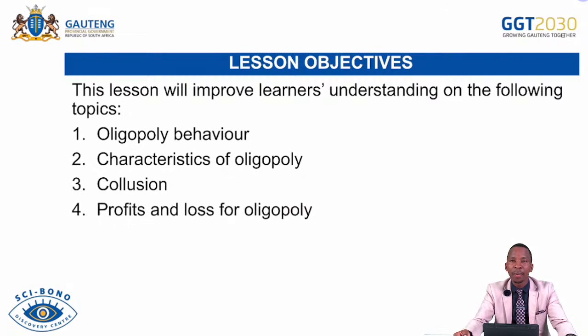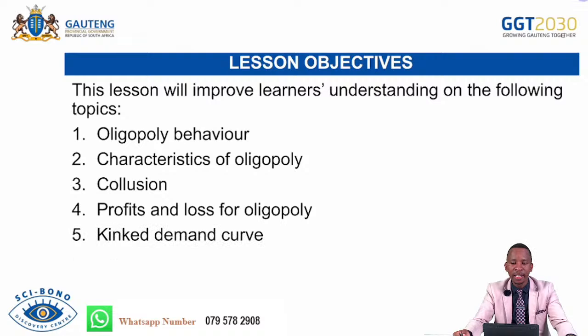Profit and loss by oligopolies will be explained again, so that you will see how profit occurs under oligopoly. Graphically, you will be able to illustrate the graph that shows the profit and economic loss, including normal profit. Even the conditions that have to prevail for the firm to make profit or loss will be explained.